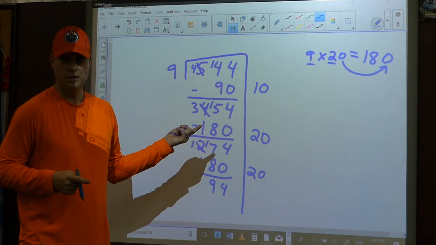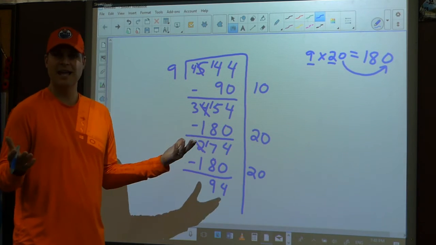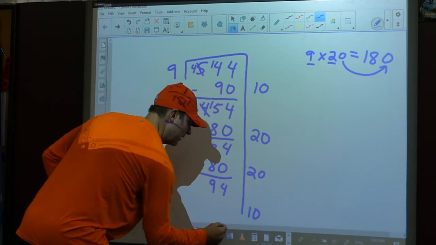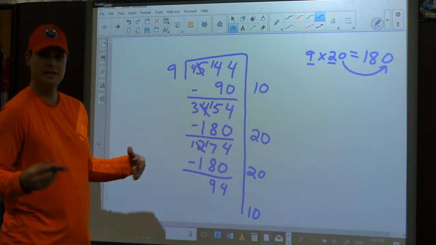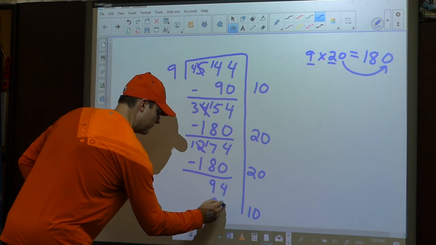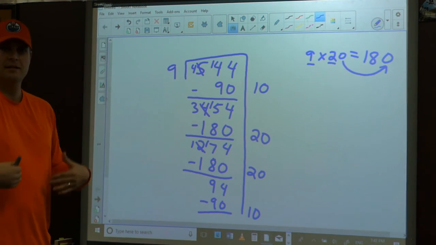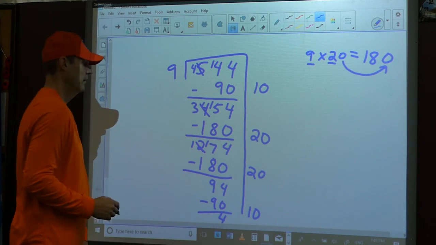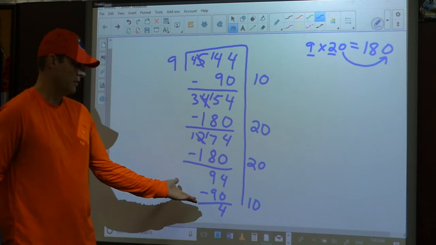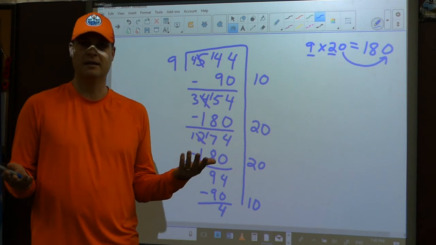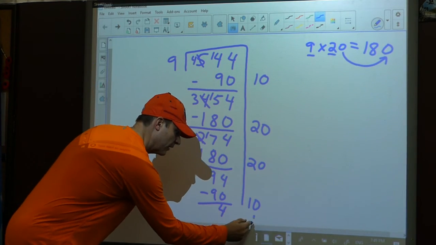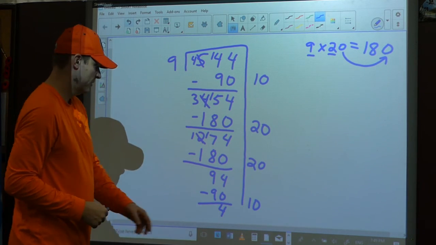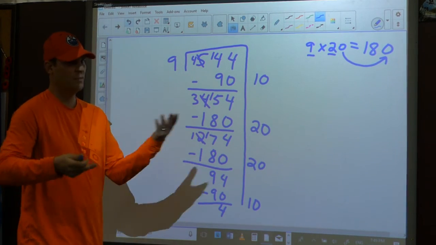Well, there was a number that was close to 94, wasn't it? And we could do another 10 9s to fit it in there. So let's see. Let's do another 10 9s. 9 times 10 is 90. Sure enough, we can subtract 94 minus 90. They're 4 apart. Leaves us with 4. And at this point, we don't have enough left to make one more group of 9. We cannot even do one group of 9 because that's too big. One group of 9 would be 9. So 4 is not big enough. So we have a leftover. We have 4 pieces left over.